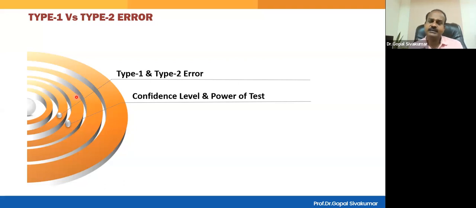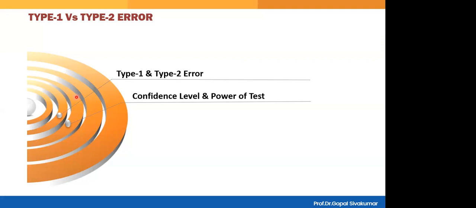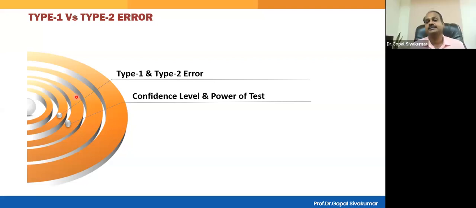In a manufacturing scenario, imagine the product produced is good, but the item is rejected. What is the error we committed? Type 1. Good is rejected as bad. Sometimes bad will be accepted as good. Accepting bad as good is type 2 error.